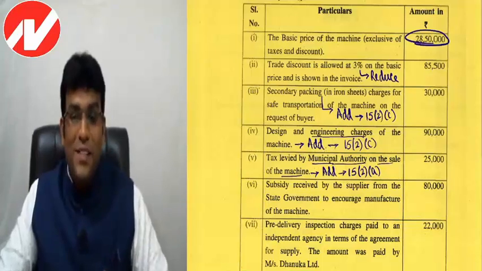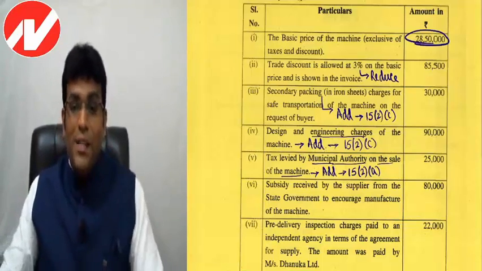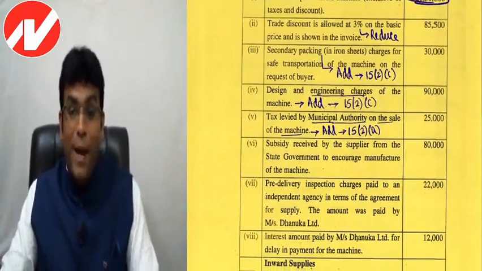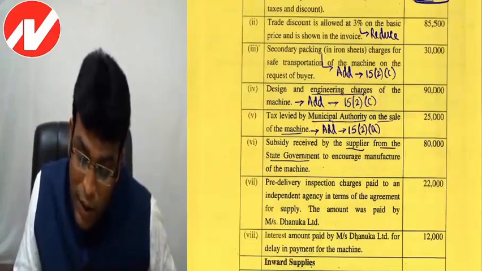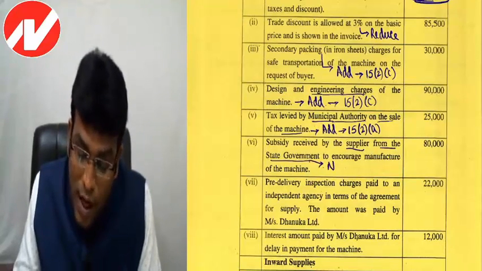Getting clarity, friends? Speak out, sir. Very good. Come on. Next point. Subsidy received by the supplier from state government to encourage manufacture of the machine. And let me tell you, this is not included.